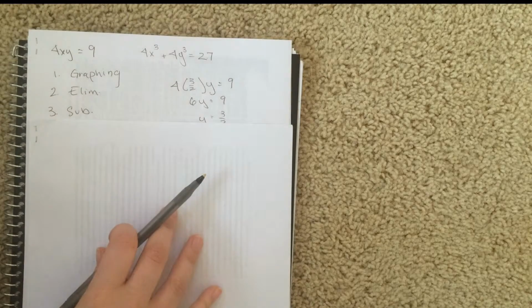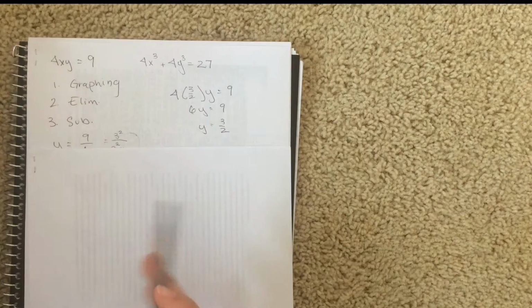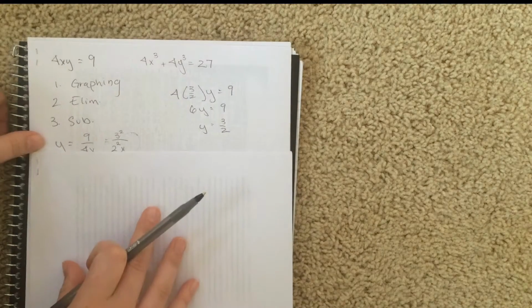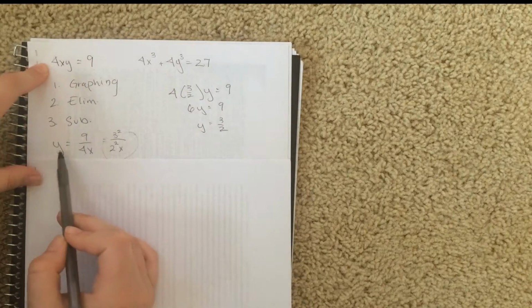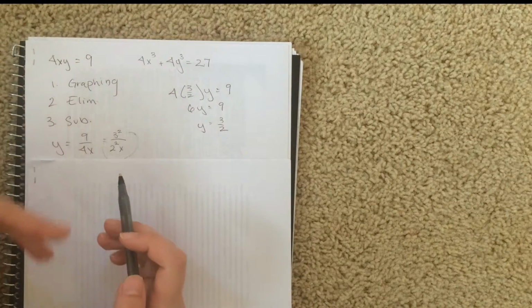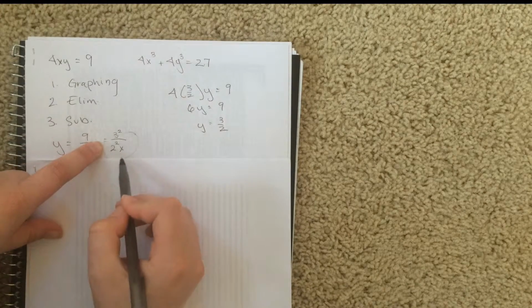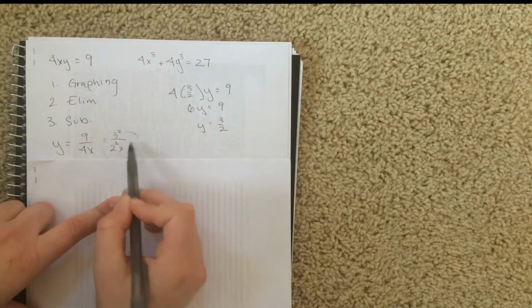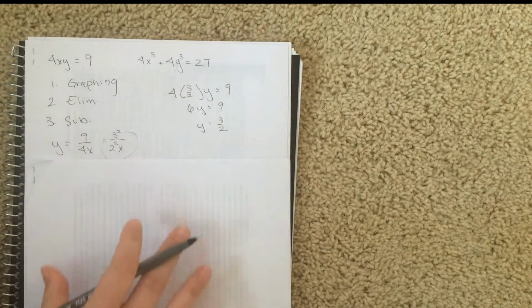In order to do that, you have to set one of these equations equal to a variable so then you can plug it into the other one. So in this case, I'm going to set y equals 9 over 4x. It's much easier eventually to write these as 3 squared over 2 squared x because you're going to have to cube them later on, and this is easier to deal with.